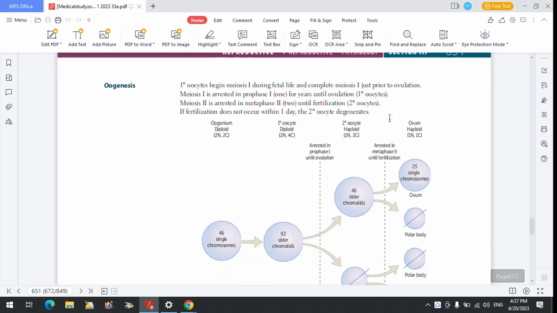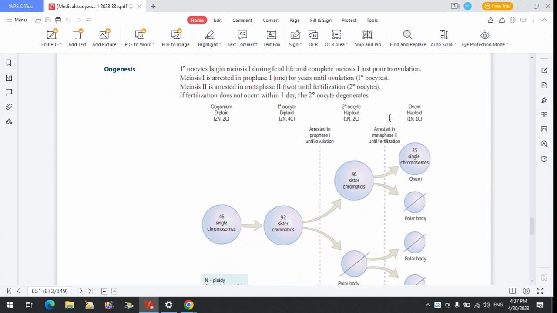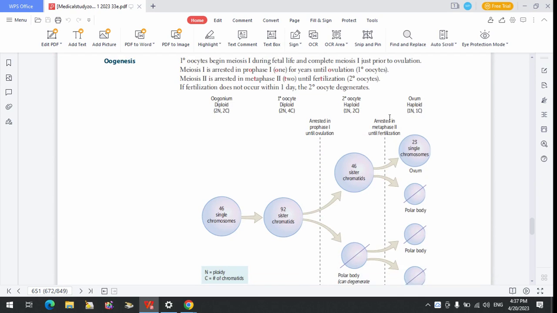Okay. So let us go to the phase of oogenesis. What happens during oogenesis? I'm sure that we have understood what happens during spermatogenesis. The same thing happens here in oogenesis. There are just some little details that separate them. So, of course, the primordial germ cells that are derived from our yolk sac in the early embryonic period become the oogonium, sorry about my pronunciation, oogonium.